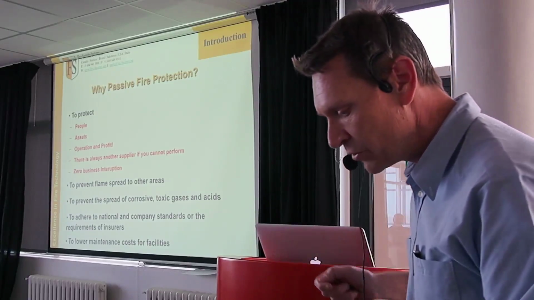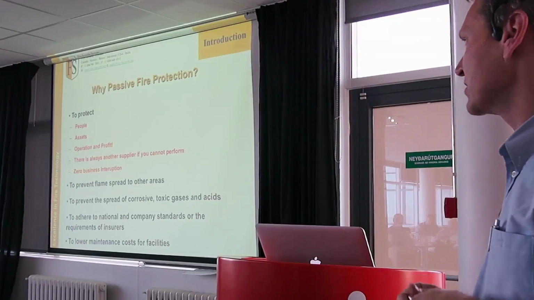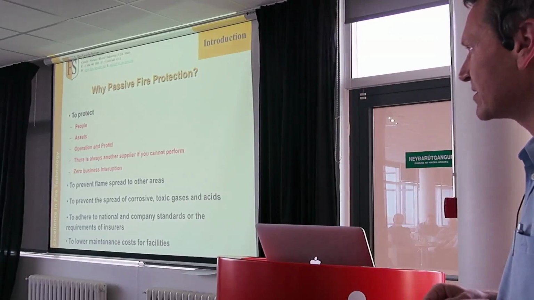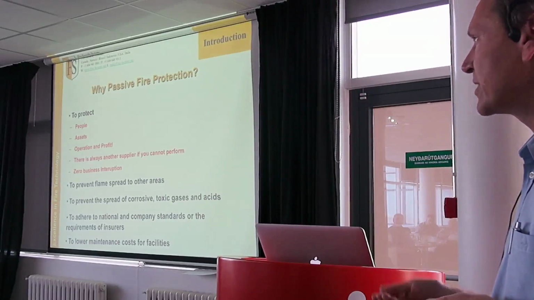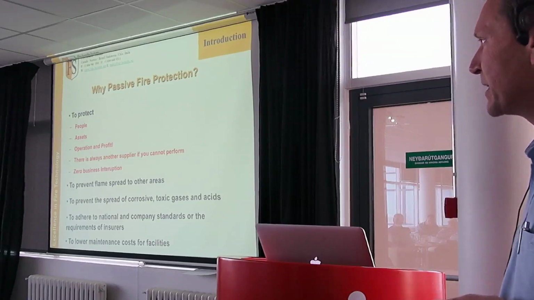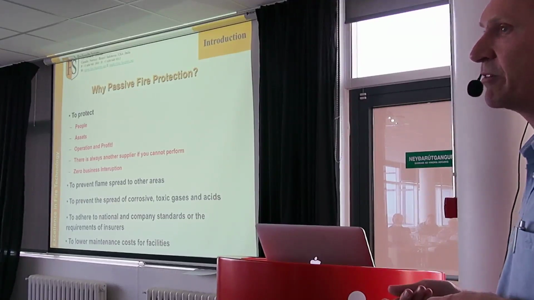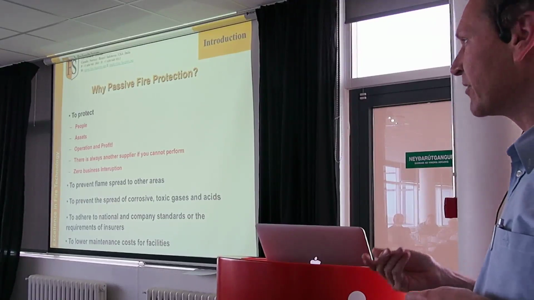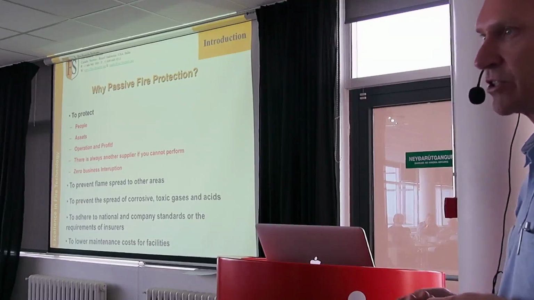Now, if they don't fire protect, even if you're talking about sprinkler systems or active systems or other systems, if they lose their asset to fire, they lose their operational method, they're losing their profit. The one thing that insurance companies will not pay for after a fire is the loss of your client, the loss of your future sales.